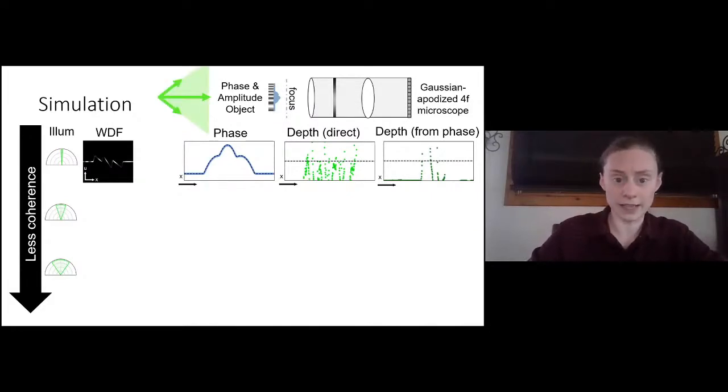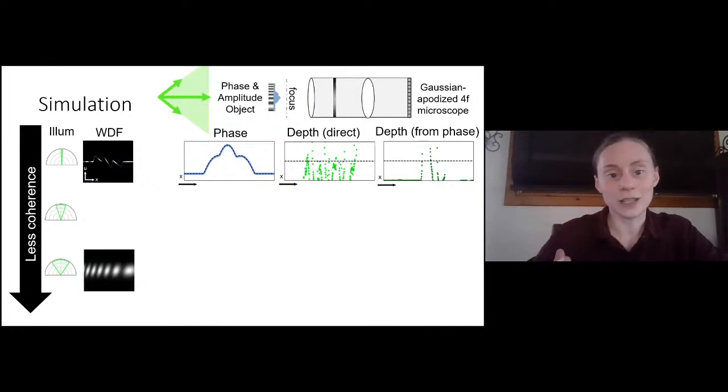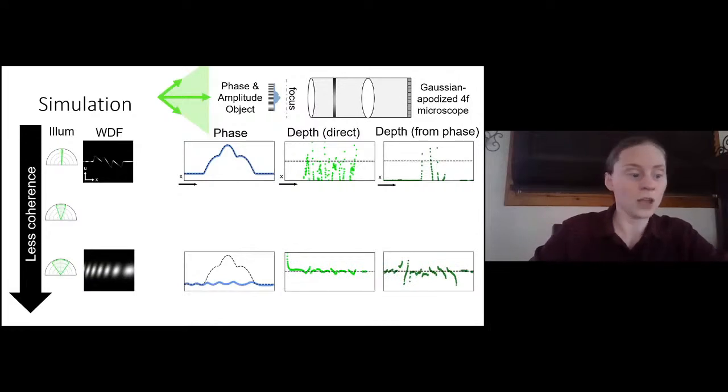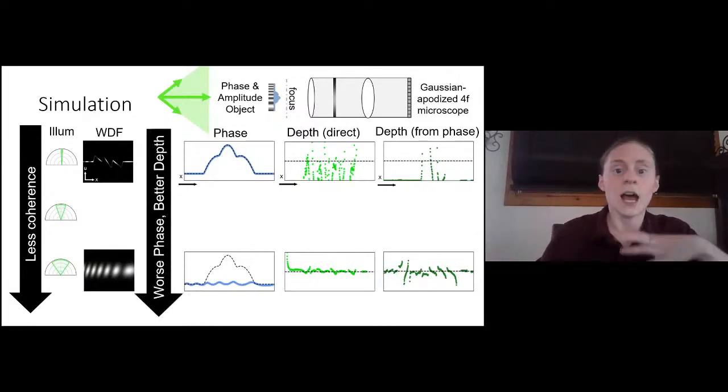Now, in the low coherence case, the illumination fills the aperture. And so the angular support of the WDF is no longer informative as to phase. And instead, those slanted stripes encode depth by the extent of their slant. So in this case, the generalized phase in blue is very different from the object phase in black, but depth can be recovered well. So this matches our expectations. The phase results are good in the coherent setting, and depth results are good in the incoherent setting.